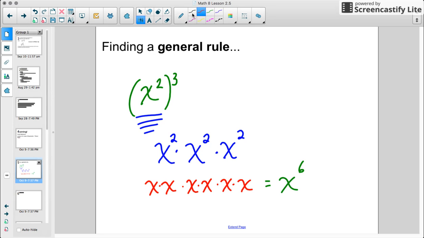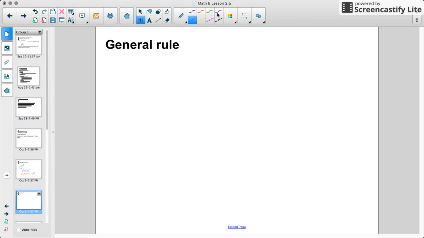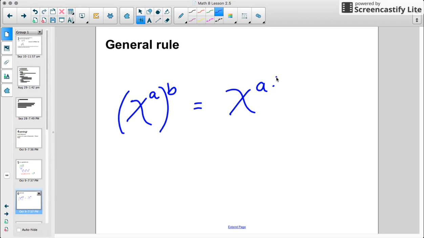So the pattern that we noticed during the warm-up is that when we have an exponent raised to another exponent, you will use multiplication in this case. We're just going to look through a couple of examples. First, the general rule is that if you have x raised to the power of a and then that raised to the power of b, your answer will be x raised to the power of a times b. Okay, so we just multiply those two numbers together. Now let's look at a couple of a little bit more difficult examples.